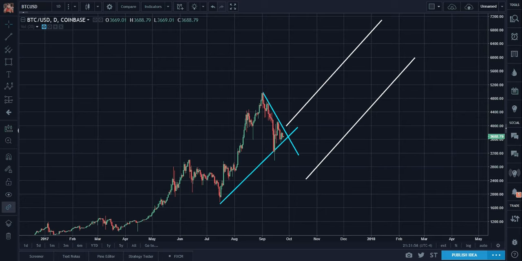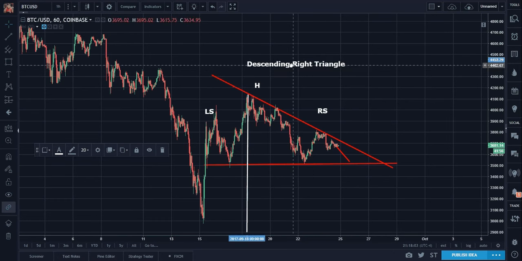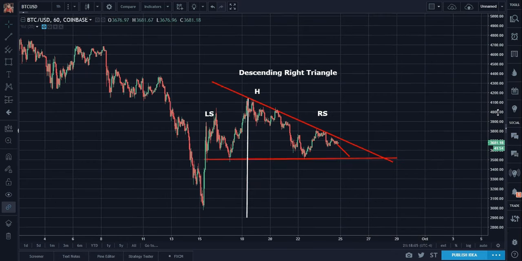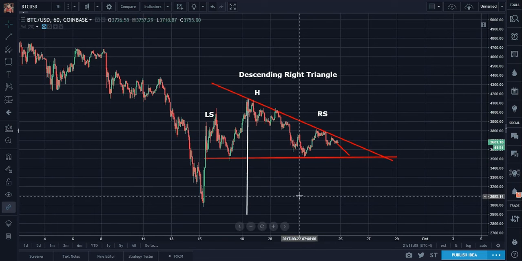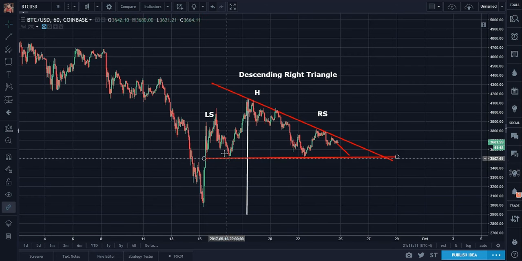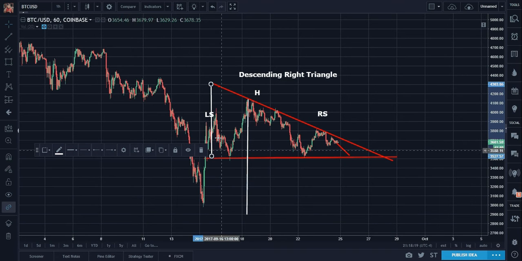Descending right triangle. Why is it called a descending right triangle? In geometry, you learn about the right triangle as having a 90 degree angle: horizontal, vertical 90, and the hypotenuse. So it resembles a right triangle.